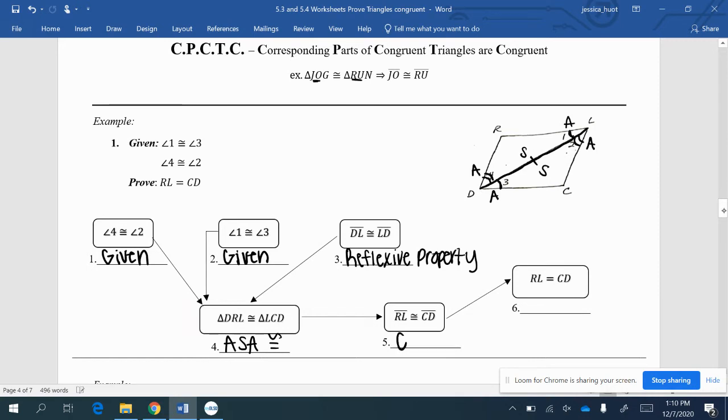So I can say that that is true through CPCTC. Corresponding parts of congruent triangles are congruent. And then in this proof, we just take it one step further and say that RL is equal to CD. That is the definition of congruent segments. So if I know that two segments are congruent, then their lengths have to be equal. And that is what is happening here. So I'm taking it one step further and saying, okay, if I know that there are two congruent segments, then their lengths have to be equal.